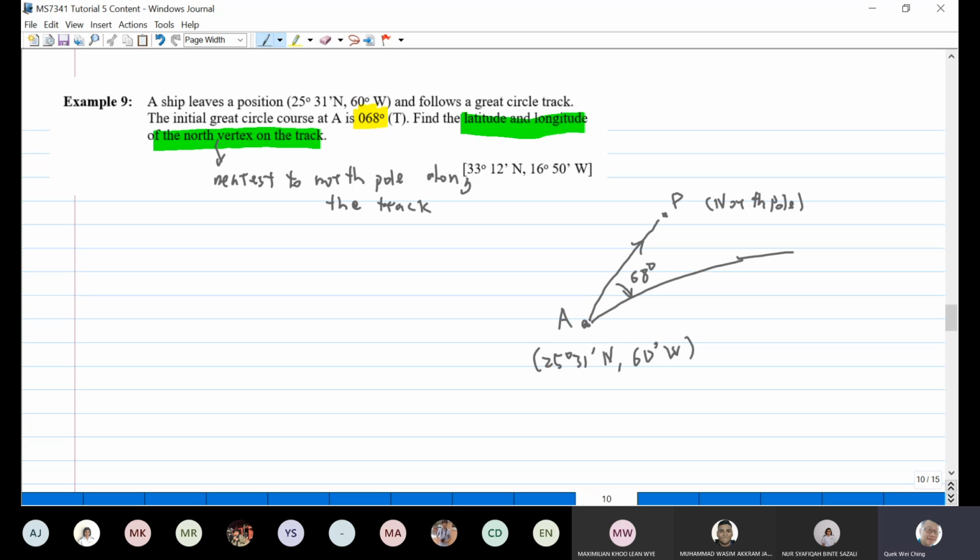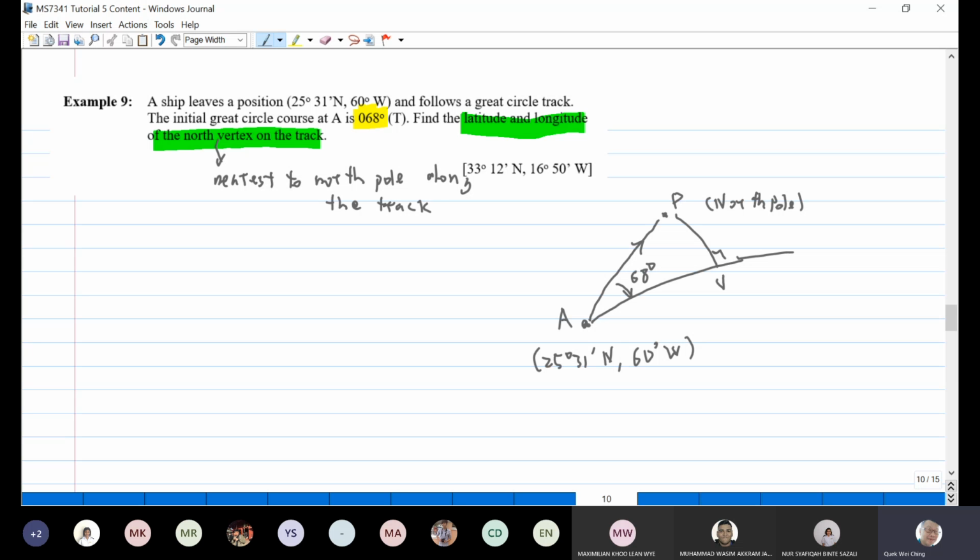And then I want to find the point called the vertex nearest to the North Pole. The North Pole is P, so the vertex is somewhere here, V, at 90 degrees, nearest to the North Pole. So I want to find where this vertex is. If the ship is going at a bearing of 68 degrees, where is the position of the vertex nearest to the North Pole? Okay, so this is the first question.